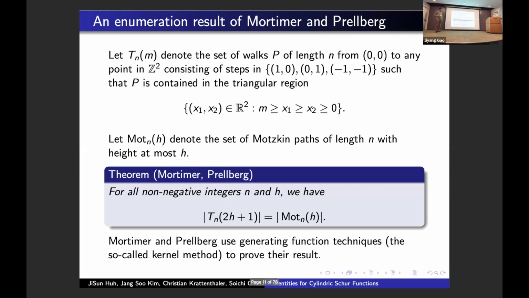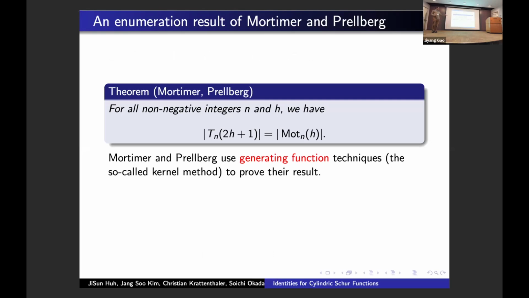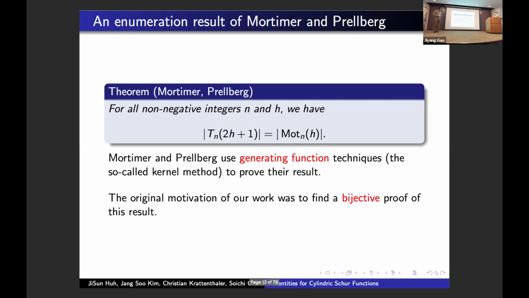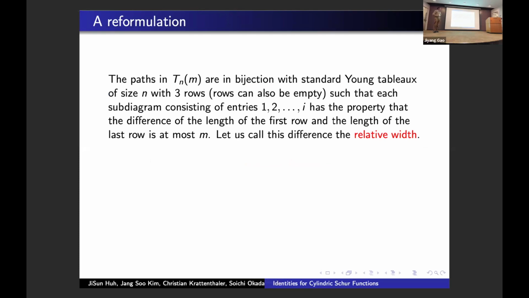And the goal of my Korean colleagues was to find a bijective proof of this result, because what Mortimer and Prellberg did is that they computed the generating functions on both sides, and so, oh, it's the same, and therefore it's the result, but it doesn't explain the result. Okay, very good. So what my Korean colleagues did is they translated this result into something which is equivalent.